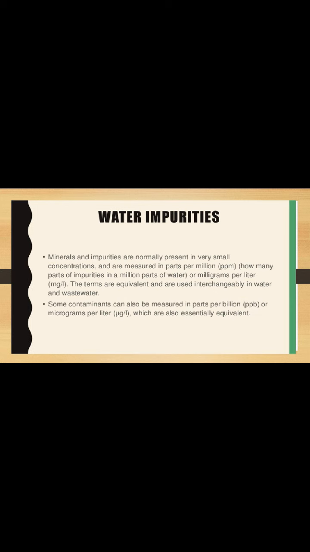The minerals and impurities are normally present in very small concentrations and are measured in parts per million, that is, how many parts per million parts of water, also called milligrams per liter. The terms are equivalent and are used interchangeably in water and wastewater. Some contaminants can also be measured in parts per billion or micrograms per liter, which are also essentially equivalent.